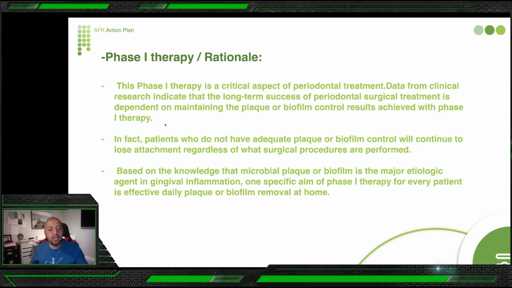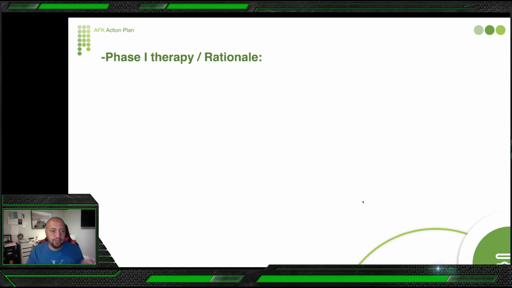So they say not every patient coming to you is going to have surgery. We need first to do phase 1. Why? Because they saw that the level of plaque control is the most important, critical criterion, leading to success or failure of periodontal surgery. In fact, patients who do not have adequate plaque or biofilm control will continue to lose attachment regardless of what surgical procedure is performed. Based on the knowledge that microbial plaque or biofilm is a major etiological agent in gingival inflammation, one specific aim of phase 1 therapy for every patient is effective daily plaque or biofilm removal at home. I hope this is clear before we go deeper.